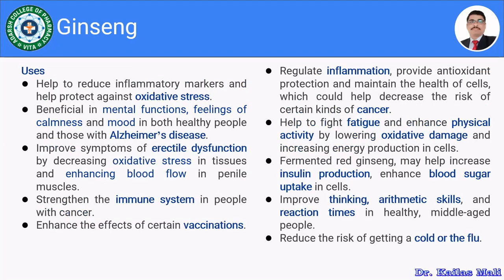Moving towards the uses of ginseng, it is widely used to get certain health benefits. It is going to reduce the inflammatory markers and furthermore reduce oxidative stress, which is the mode of action. Then it is beneficial for mental function, feelings of calmness, and mood in both healthy people and those with Alzheimer's disease, so it seems to be useful in Alzheimer's disease.